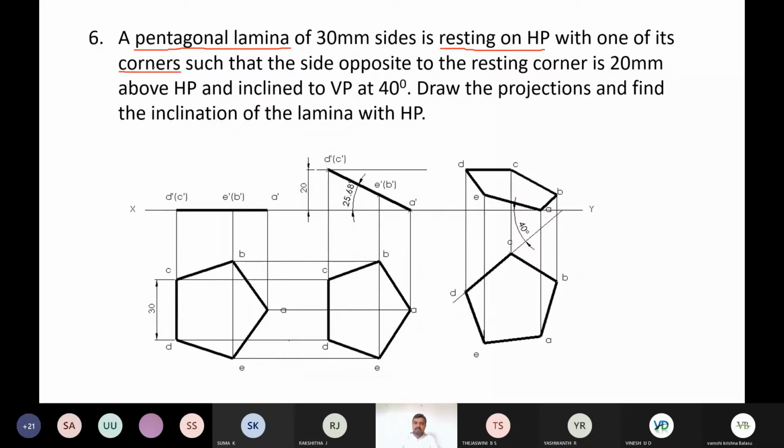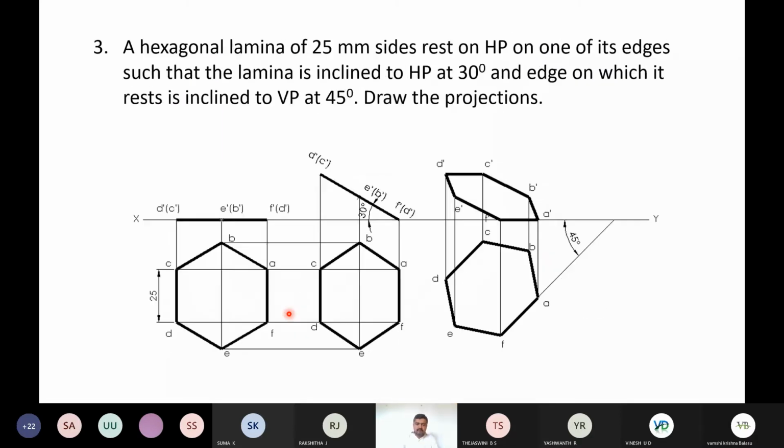Okay, so these three are very important terms, such that the side opposite to the resting corner is 20 above HP and inclined to VP at 40 degree. Based on these three, the given lamina is a pentagon and it is resting on HP on one of its corners. So based on this, first you should draw a regular pentagon. Since it is resting on corner, take the corner towards right. If it is resting on edge, you can take the resting edge towards right.